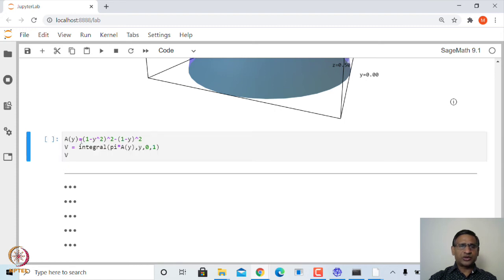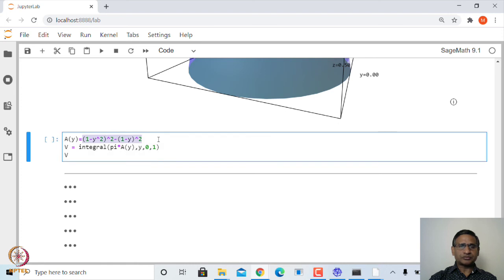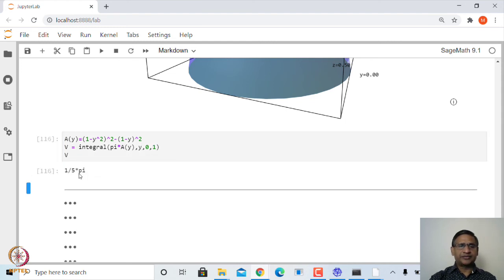In this case, if you look at the cross sectional area, which will be parallel to the x axis or perpendicular to the y axis, you have to calculate from x equal to 1. The outer one is going to be (1 minus y square) the whole square, minus the inner cross sectional area, which is (1 minus y) the whole square. Therefore, this integral is going to be pi times the integral varying from 0 to 1, so that is pi by 5.